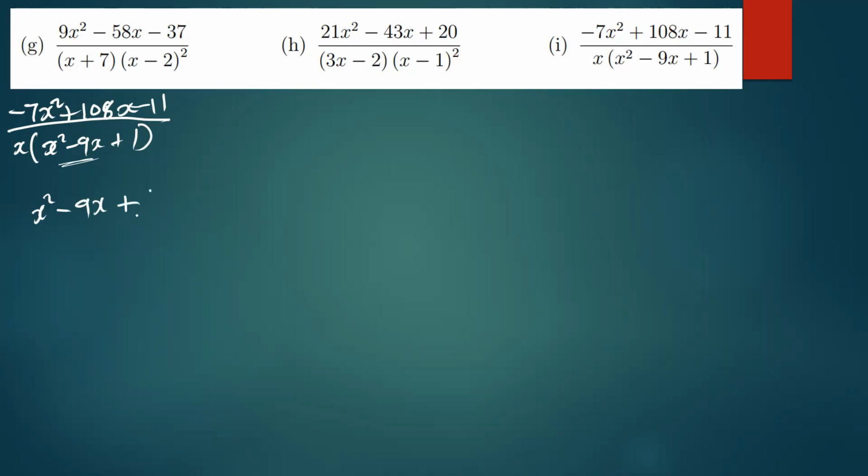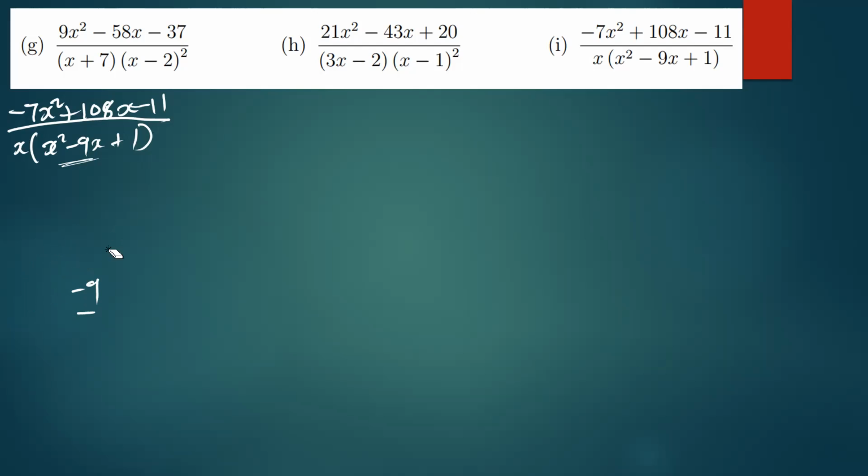Is it possible to have two numbers that, after multiplying, give the product 1, and after adding, give the sum -9? Is it possible? When you add those two numbers, you get -9. When you multiply them, you get 1. So it's nearly impossible. So what do you do with that? It means that this expression cannot be factorized.